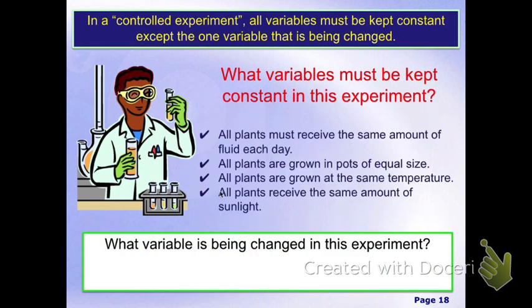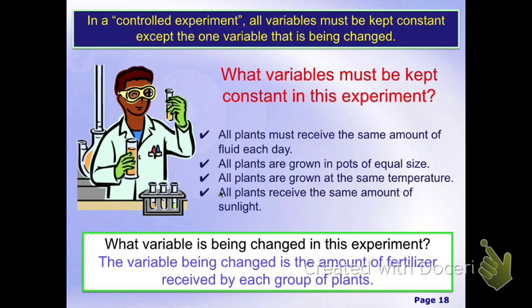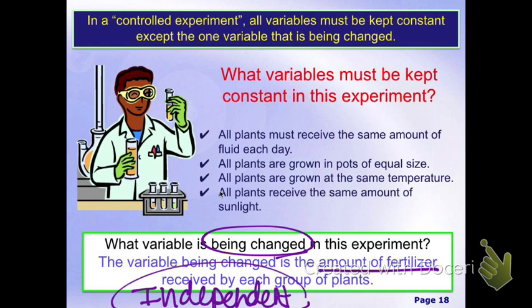Yeah, Nora. Amount of fertilizer. Good. The amount of fertilizer. And what variable is that called? The one that's being changed, the one that we are choosing to manipulate. What's that one called? The independent variable. Okay, so the fertilizer is the thing that's being changed, and that's called the independent variable.